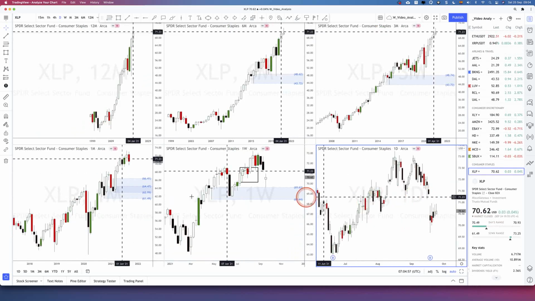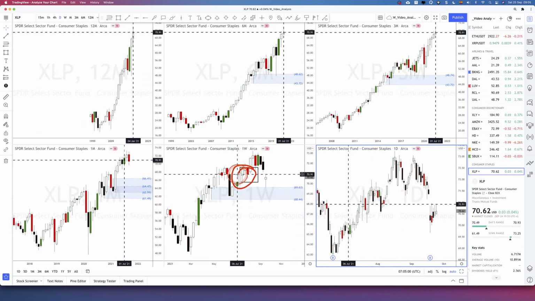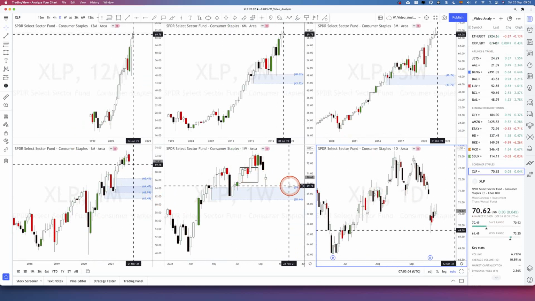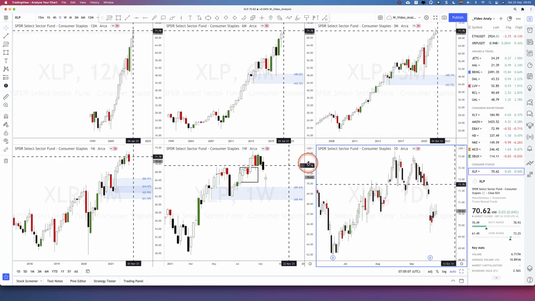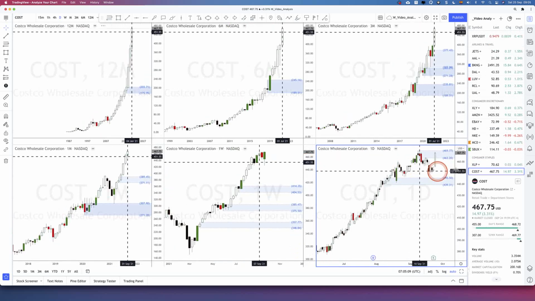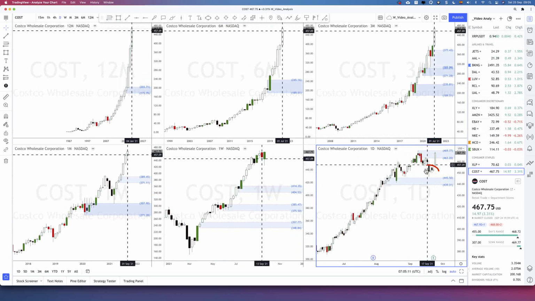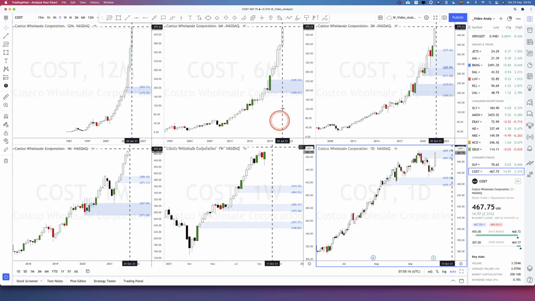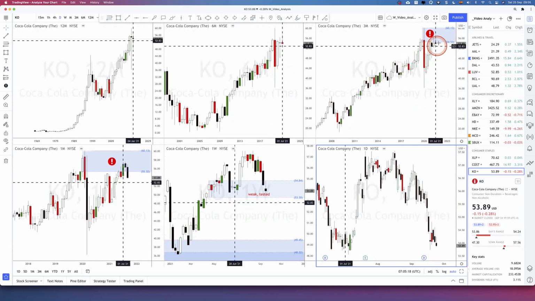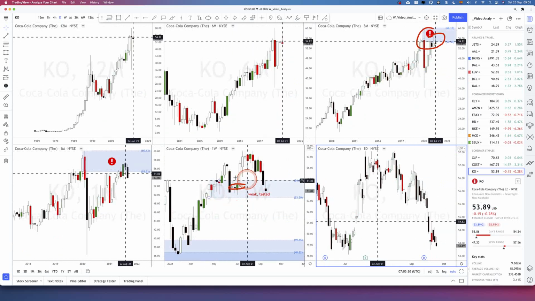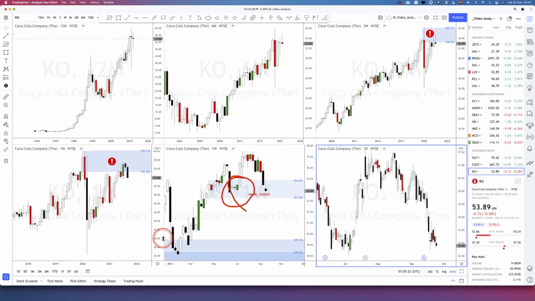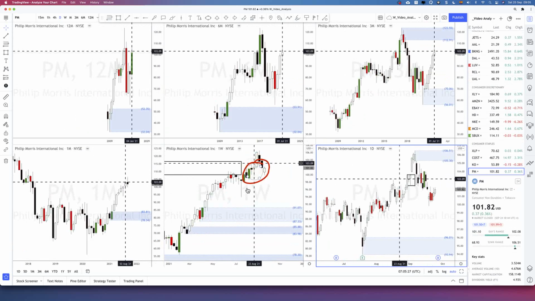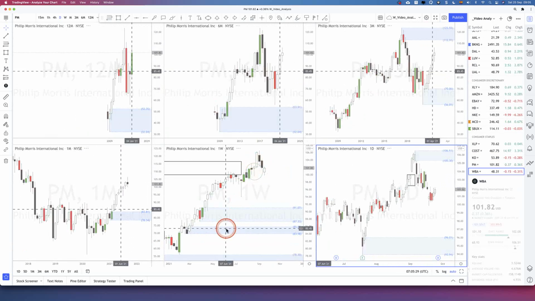XLP consumer staples, weak area demand eliminated again. As you can see, you will see many of those during this session. Still uptrend on the monthly, longs and new demand levels. Costco, expecting the elimination of that area of supply. New one being created here, new demand, long bias. Coca-Cola, we have 3 months supply in control, and this is a tested weak area of demand, so no longs allowed right now. Philip Morris, bullish impulse unable to consolidate away, waiting.